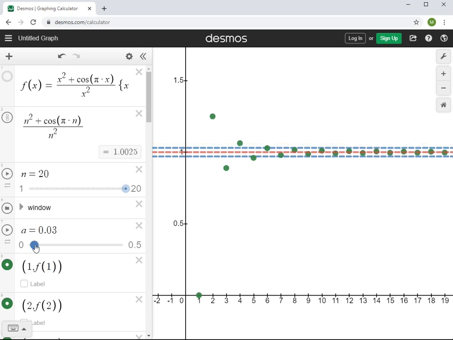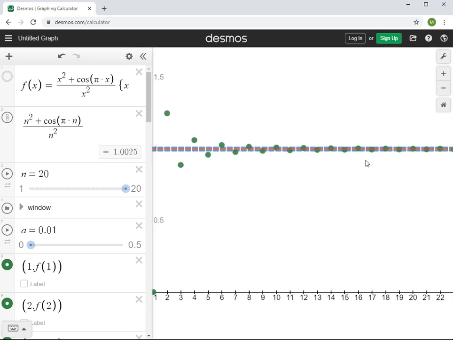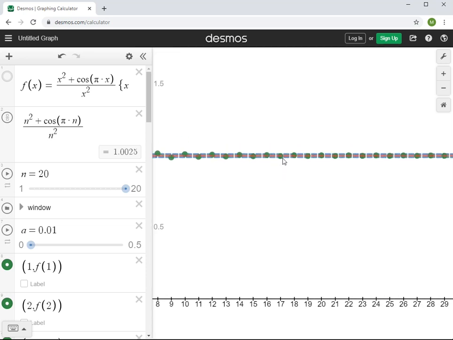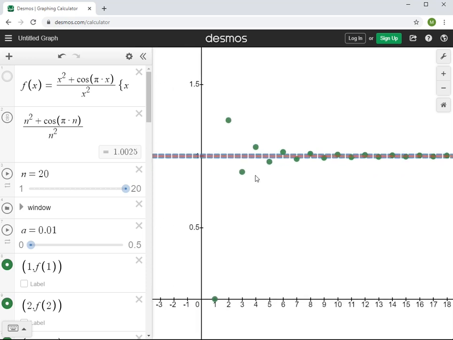Now, of course, the smaller the threshold, like if I go out to, say, 0.01, then I could miss a bunch of terms out the front end. But again, eventually I'm going to find an index such that all of the terms past that index will fall within that window. Okay, so this sequence has a limit of 1.